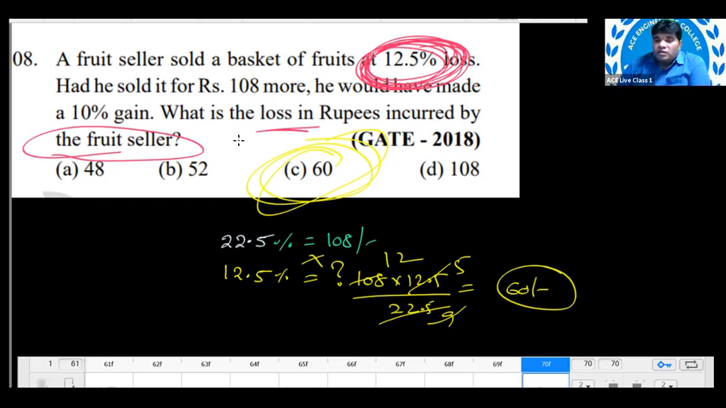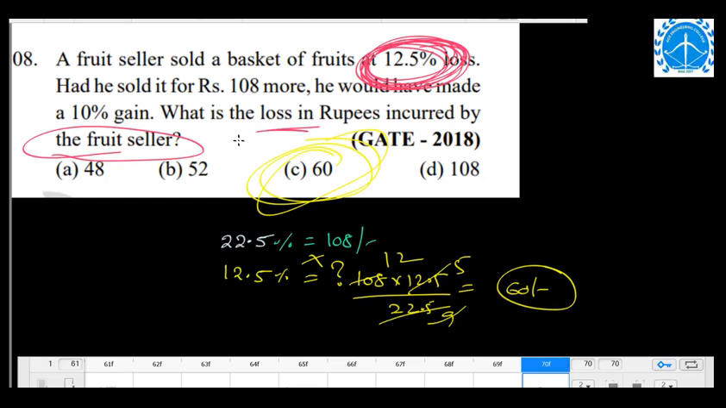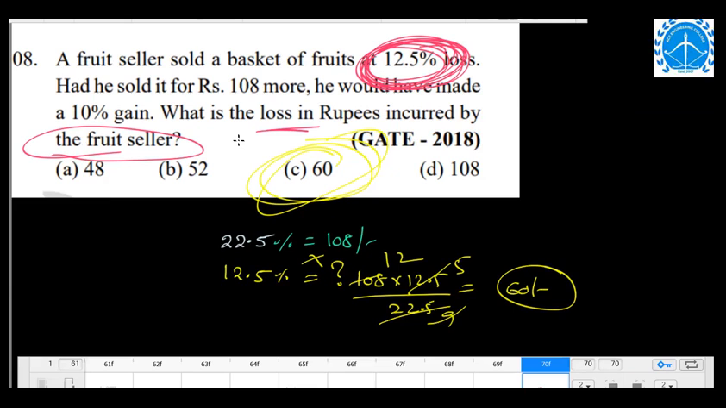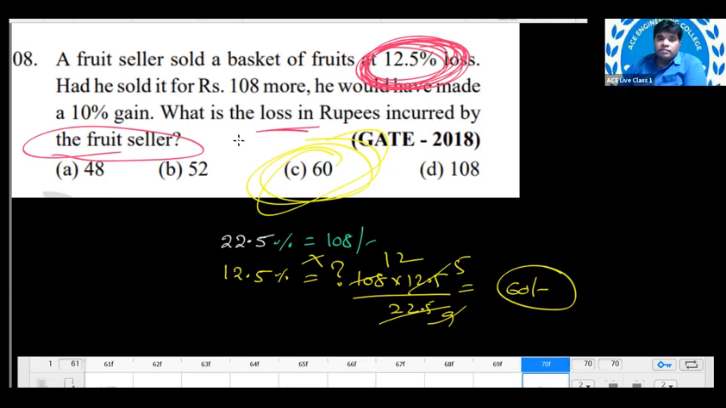60 rupees. So here we need not calculate the overall gain and loss, because it is an assumption. Okay.